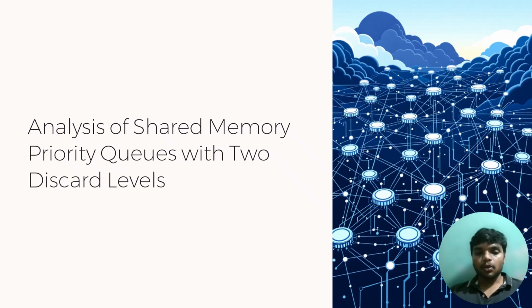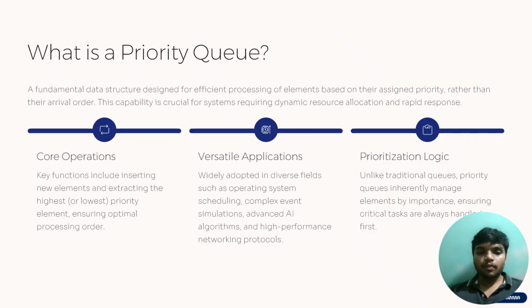Today, my topic is about analysis of shared memory priority queues with two discard levels. This talk explains what shared memory priority queues are, how they work, and what it means to have two discard levels, with an emphasis on their performance and use in real-time or embedded systems.